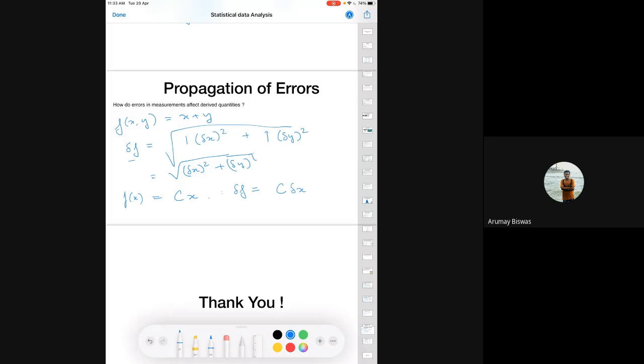Okay. And with a combination of all these smaller rules, if you have a very complicated derived quantity and a lot of the variables in it have uncertainties, you have to evaluate the effective uncertainty in your derived quantity by using these rules.